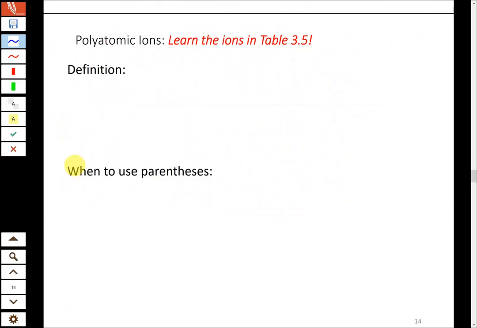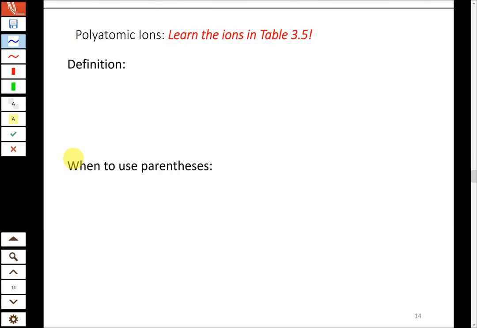Now the next thing you have to deal with in naming some ionic compounds are what are called polyatomic ions. There's a whole list of these in table 3.5 that we expect you to be familiar with. We've already seen these in the context of Lewis structures. NO3 minus was the example we gave you, which is nitrogen, 3 oxygens with an overall minus charge. That's an example of a polyatomic ion.